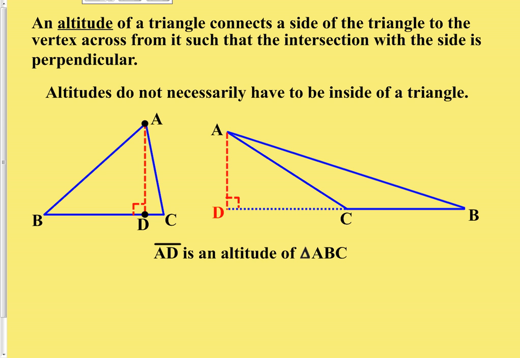Now, in both of these instances, the altitude is going straight up from a base or a side of the triangle, but that does not mean it has to go straight up. We very easily could have come from any side of these triangles as long as it was perpendicular to that side and made contact with the vertex that is across from it.